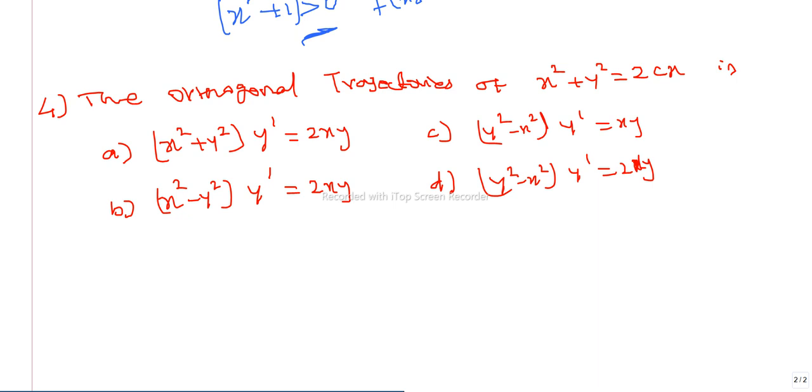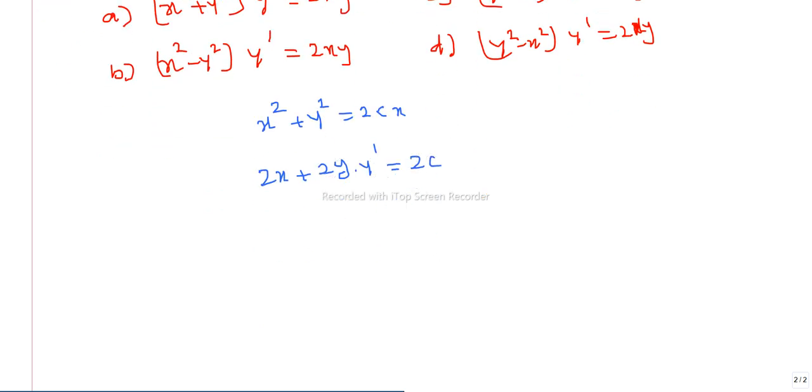So, you have to differentiate the given equation with respect to x. The given equation is x square plus y square equal to 2 times cx. If you differentiate with respect to x, we get 2x plus, differentiating y square, 2y times y dash, and this side we get just 2 times c.